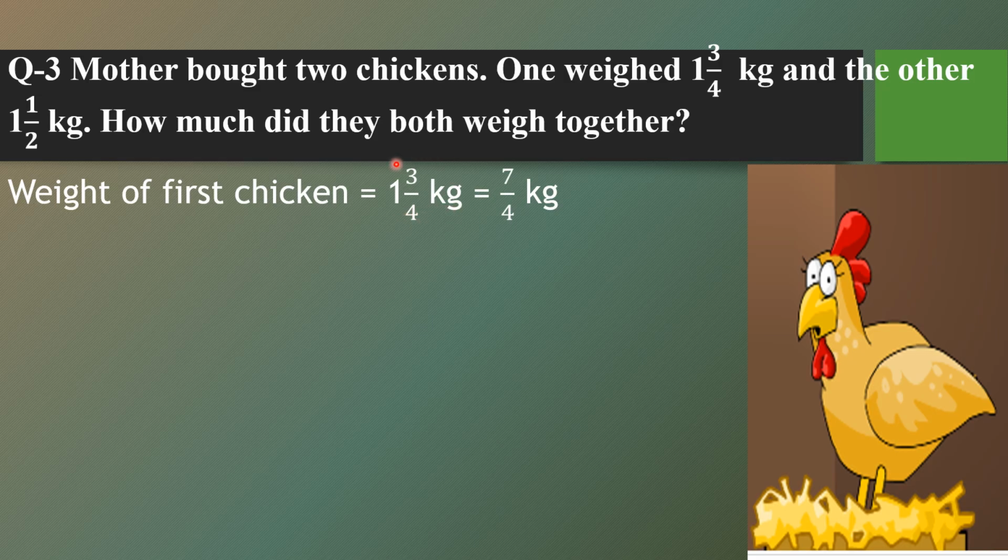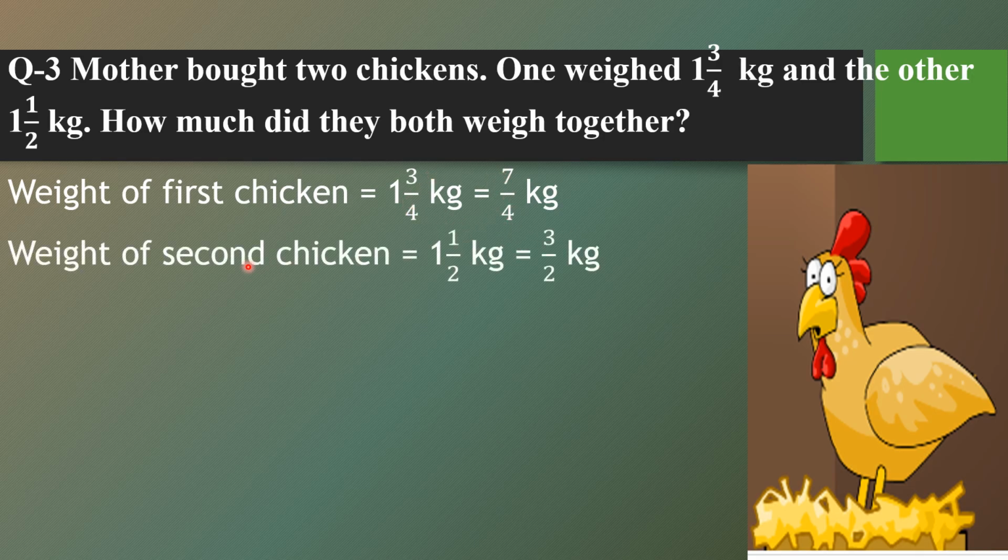Here we will convert this mixed number into an improper fraction also, so that our calculation will be very simple. 1 and 3 by 4 kilogram equals 4 ones are 4 plus 3, 7 by 4 kilogram. Now weight of second chicken equals 1 and 1 by 2 kilogram. 2 ones are 2 plus 1, 3 by 2 kilogram. Now what we need to find out, how much did they both weigh together? Together is a key word.